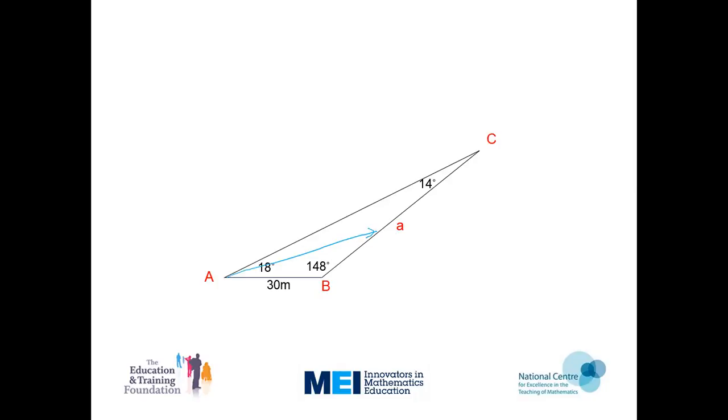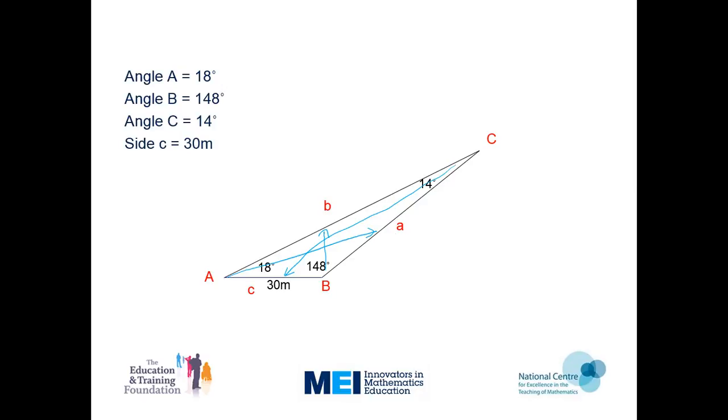Well, let's call that B and that C. So that side there is opposite B, would be little b. And this side here is opposite C, so that would be little c. Now, what we've got is we have angle A is 18 degrees, angle B is 148 degrees, angle C is 14 degrees, side C is 30 metres, and we want side A.